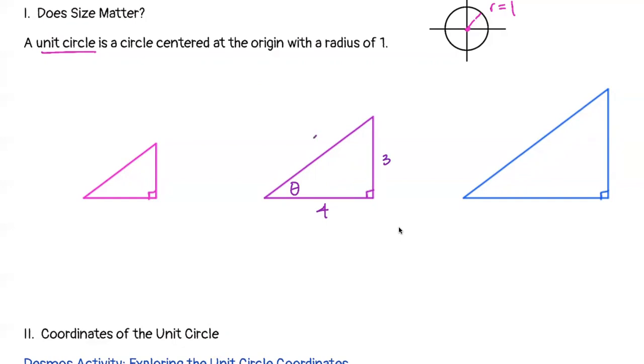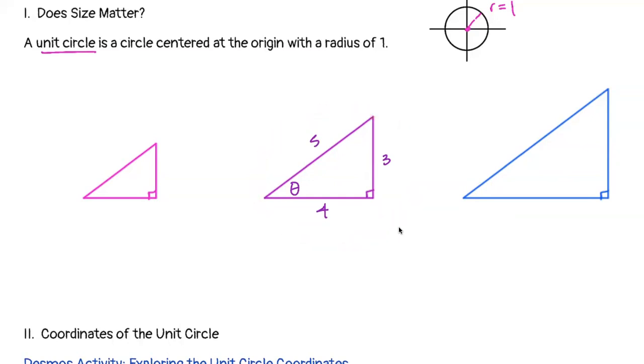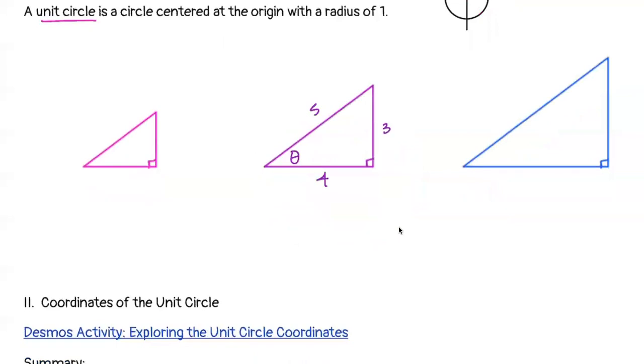Perfect. 3, 4, 5. We can use the Pythagorean theorem, but if we run those numbers in our head, 3, 4, 5, it might save us a little bit of time there. Okay. All right.